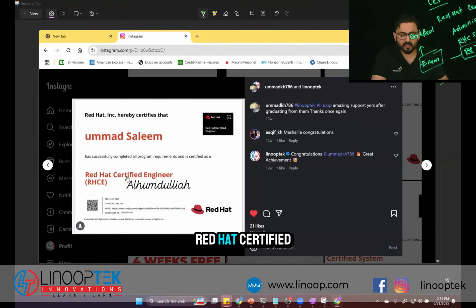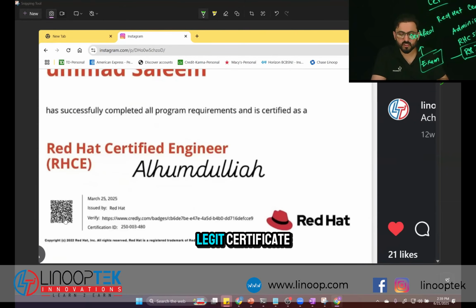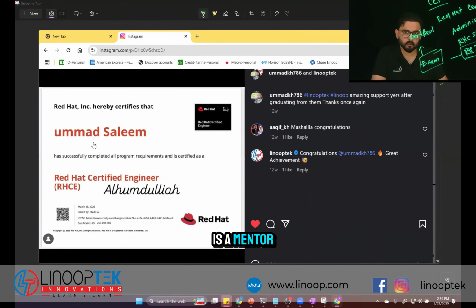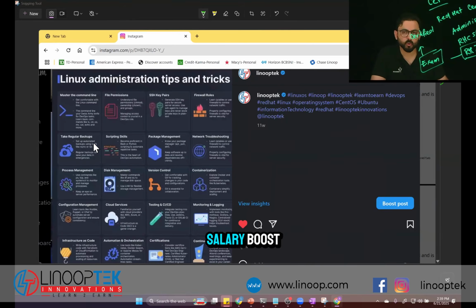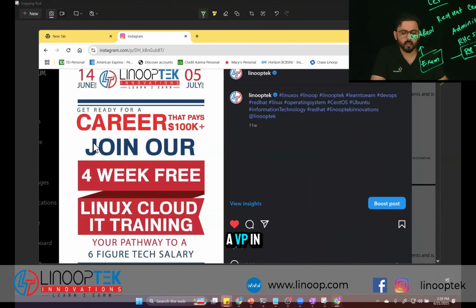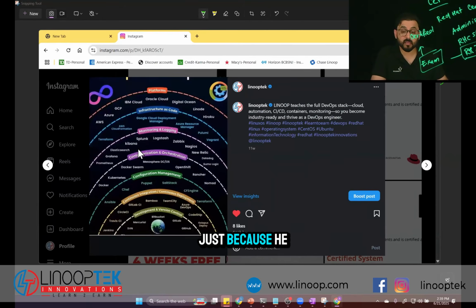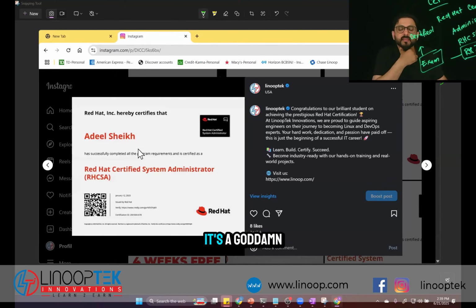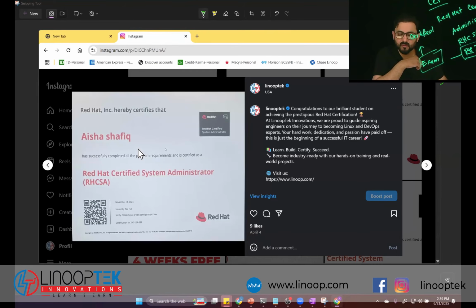Look at this. Red Hat Certified Engineer. He just added this over here by himself. This is a legit certificate. I want you to scan this barcode. This gentleman, who is a mentor at Linoob, got a salary boost by taking this certification. Now he's becoming a VP in one of the prestigious banks just because he has a certification. And I kid you not, go to Reddit and find out how big a deal it is to have a Red Hat certification. It's a big deal to have this certificate.